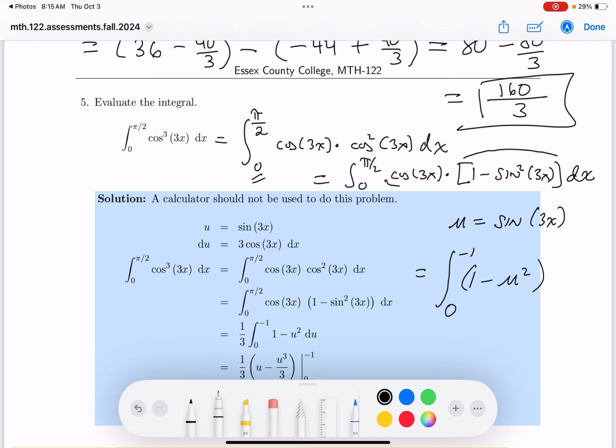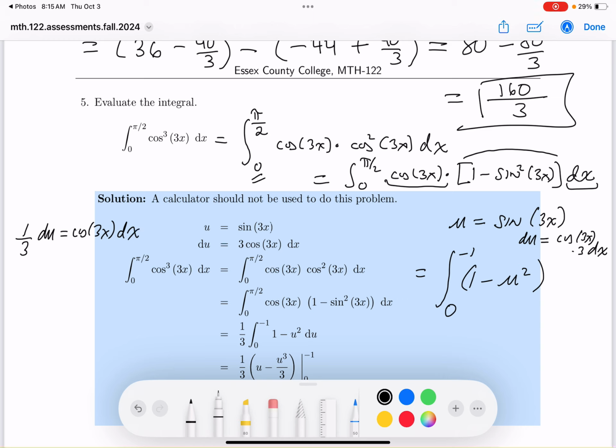I've got trouble over here. I got this thing to worry about. And I need the differential now. So what's du going to be? It's going to be the cosine of 3x times 3 dx. So the du is going to be 1/3. Let me put this over here. I'm going to side, by the way. So 1/3 of a du would be the same thing as cosine 3x dx.